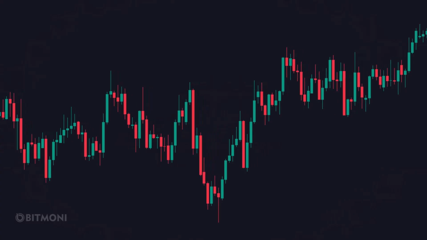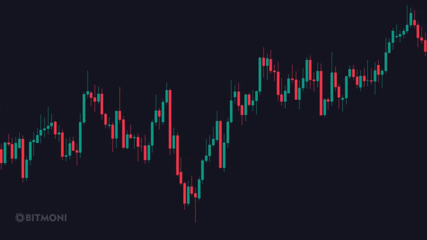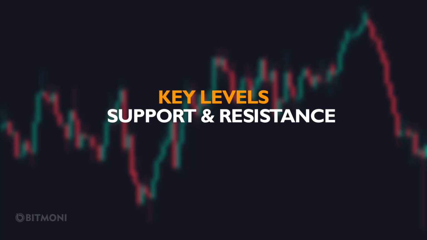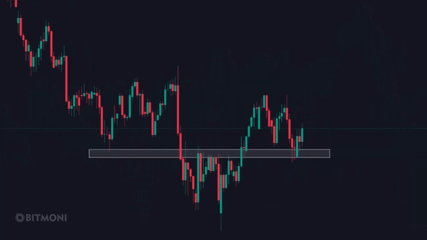Another strategy that you can use in combination with a 3-bar pattern is by applying key levels such as support and resistance. Let's observe this chart as an example. Here, we can see that the price reacted to this level multiple times, making it a strong key level. So we just marked it out with the rectangle tool. Next, as price approached the level again, it failed to break through it.